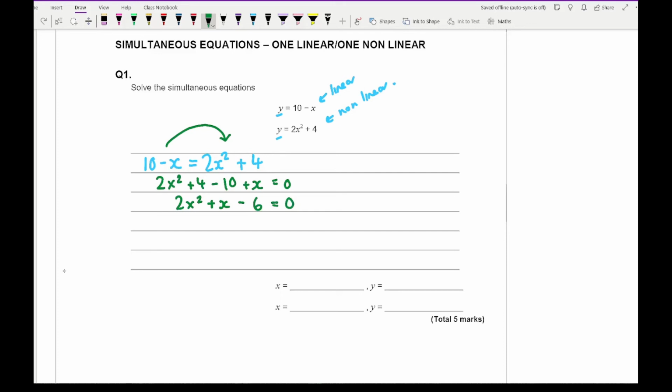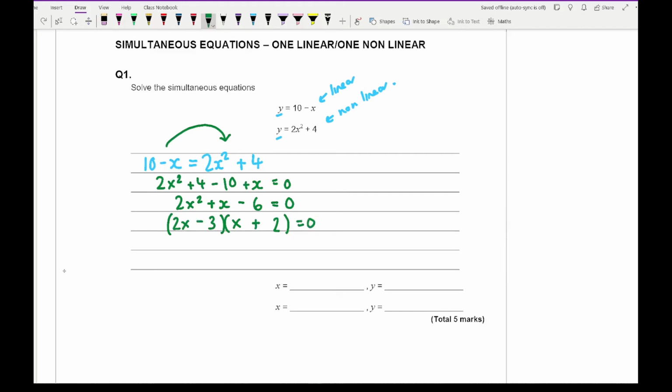Now from this, what I need to do is factorize, and it depends on however you want to factorize. For this, we should end up with 2x and a single x. Let's go for 3 and 2. Because we've got a plus, that's going to be a plus there, and this is going to be a minus, and that equals 0.